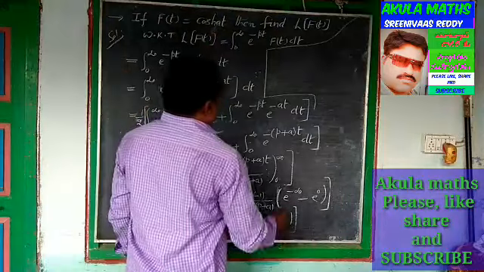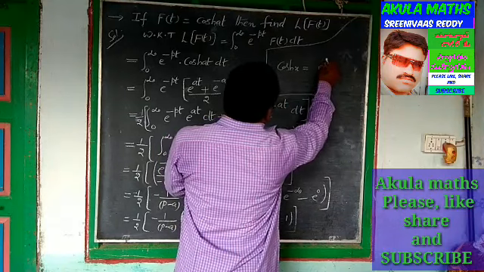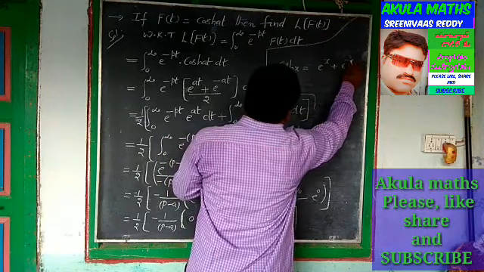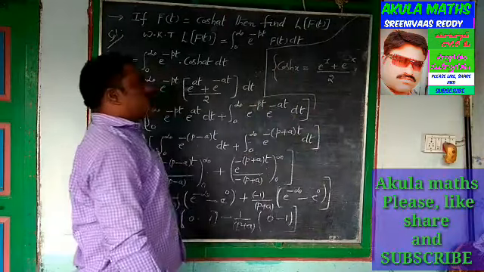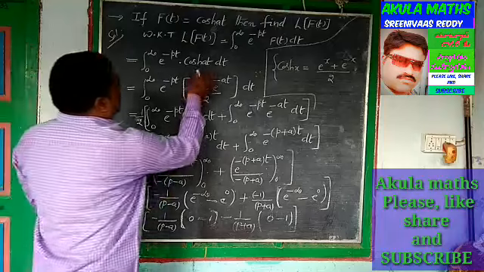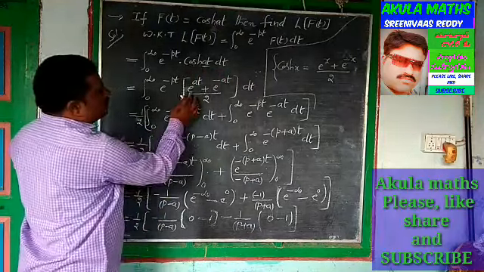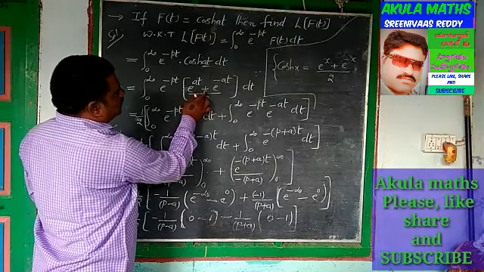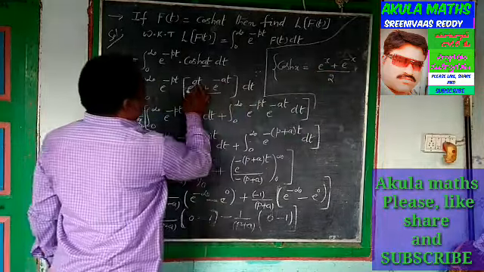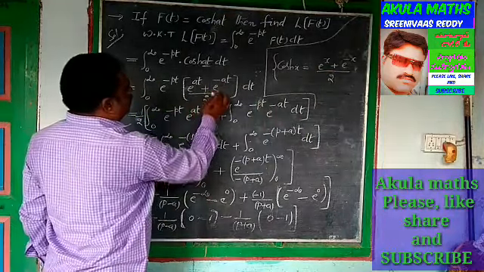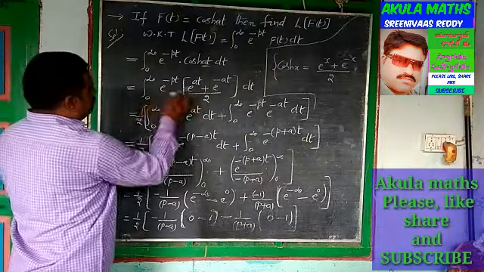Already we know one formula: cos hx is equal to e power x plus e power minus x by 2. Here x is at. So this can be written as e power at plus e power minus at by 2, into dt.